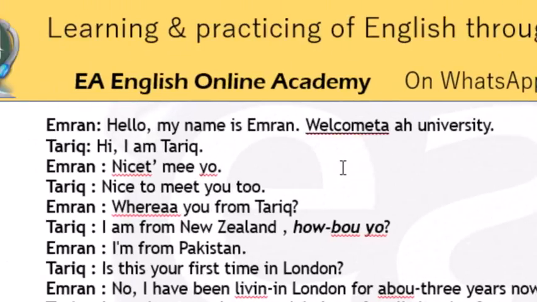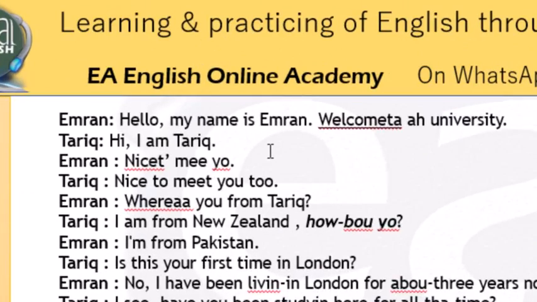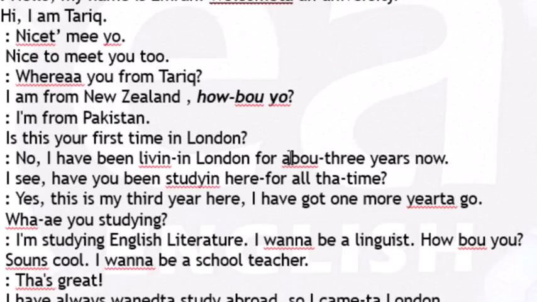Okay, let's have a last attempt to talk through this dialogue. I'm Emran and you are Tariq, right? Yes, I am. Hello, my name is Emran. Welcome to our university. Hi, I'm Tariq. Nice to meet you. Nice to meet you too. Where are you from, Tariq? I'm from New Zealand. How about you? I'm from Pakistan. Is it okay? It's your turn.